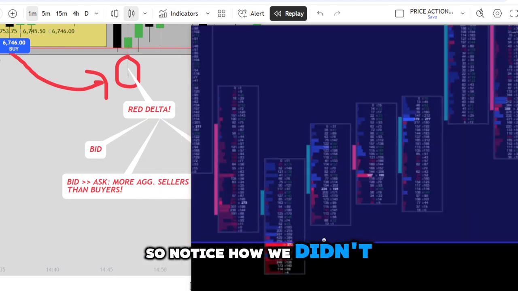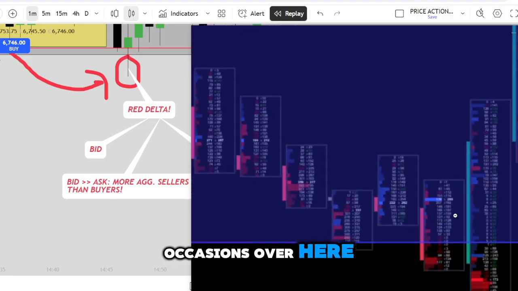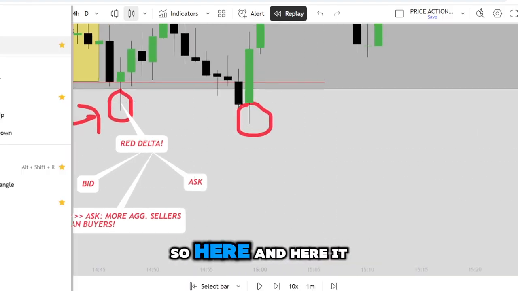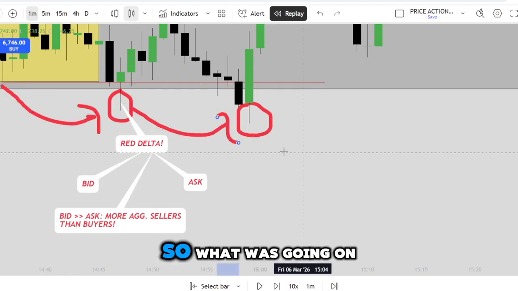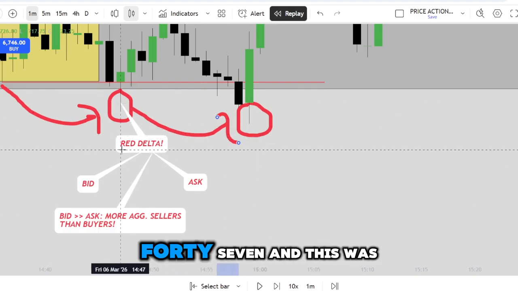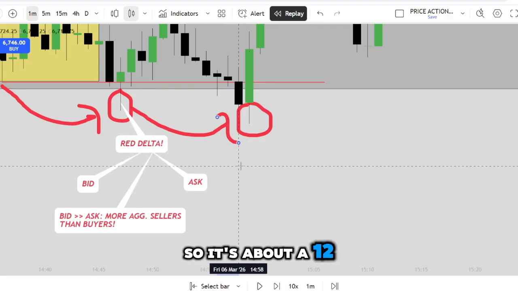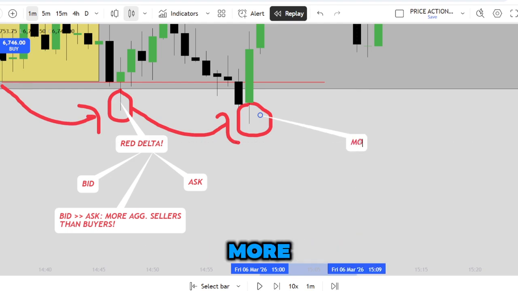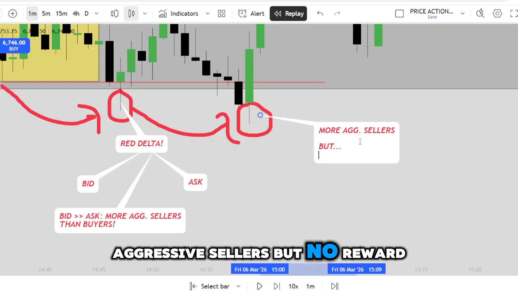Notice how we didn't even close below the zone. We broke above the zone, and on two occasions, here and here, we barely broke below the zone. So what was going on here? This was 9:47, and this was 9:59, so it's about a 12-minute slug. All that was happening is that there were more aggressive sellers, but no reward.